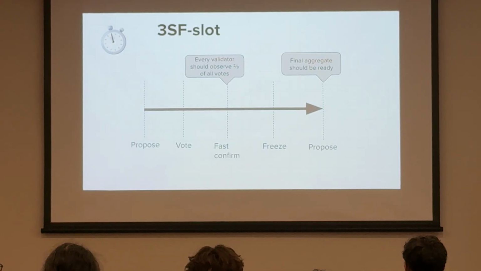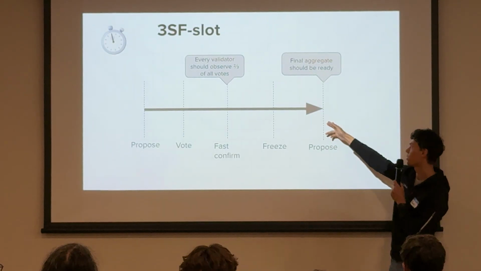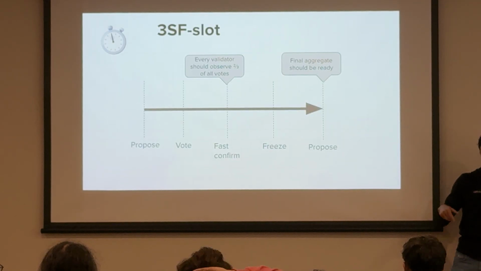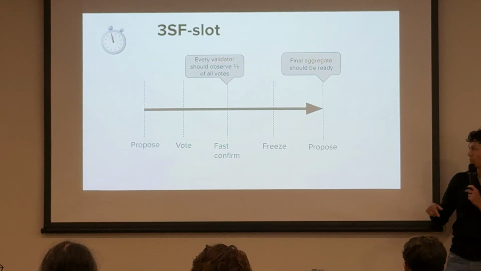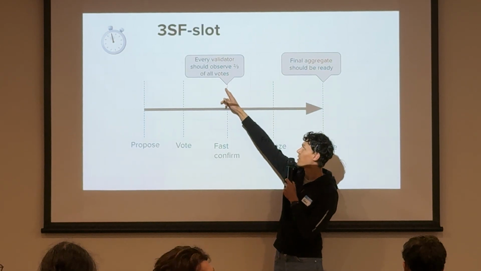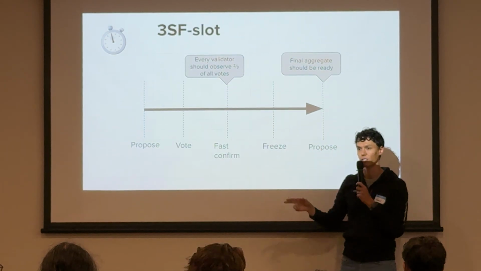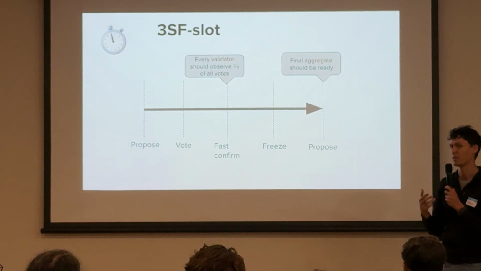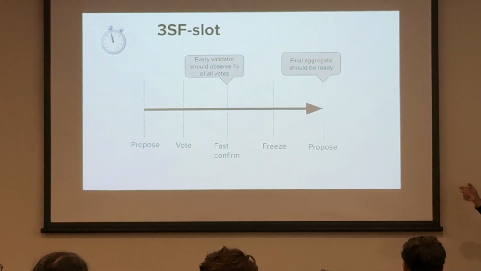And then at the end of the slot, we should have the aggregation, which will be included into the block. The important thing here is that validators should observe all the signatures. They not necessarily should already have the aggregation, but they at least need to see a supermajority of all the signatures to be able to fast confirm, as I understand, and then this fast confirm will be used in the next slot to have the vote target.